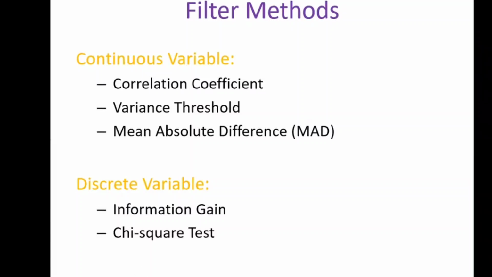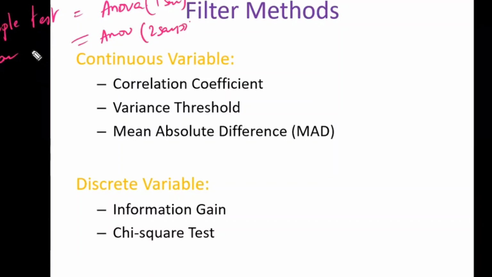Okay. Basically, your one sample test is equal to your ANOVA test. Your 2 sample test is also equal to ANOVA test. Inside the ANOVA, if you give only 1 sample, both are same. Inside the ANOVA, if you give 2 samples, it is equal to 2 sample test. If there are more than 2 samples, then it is purely ANOVA test.